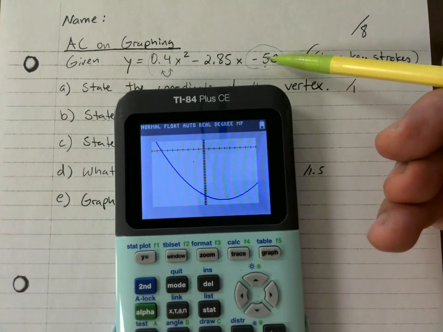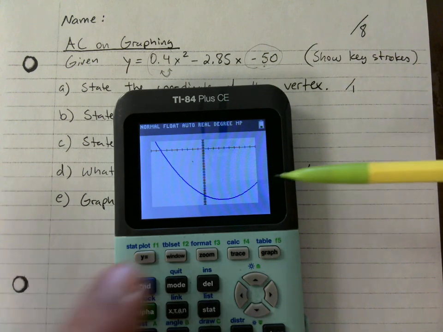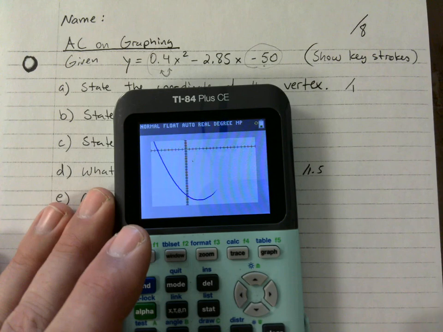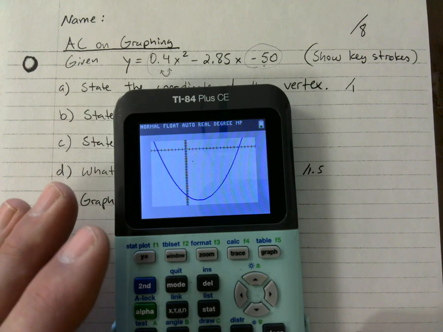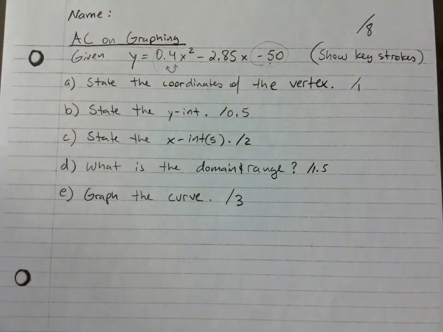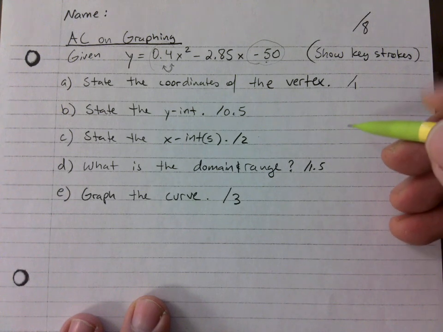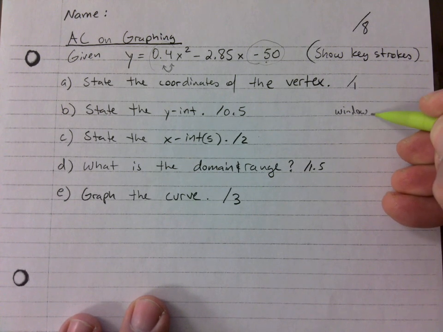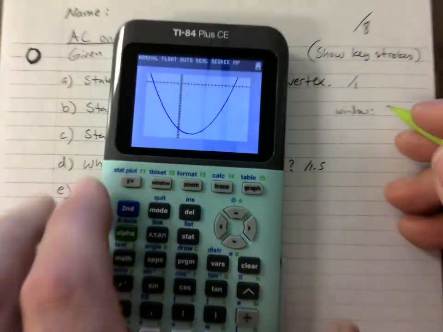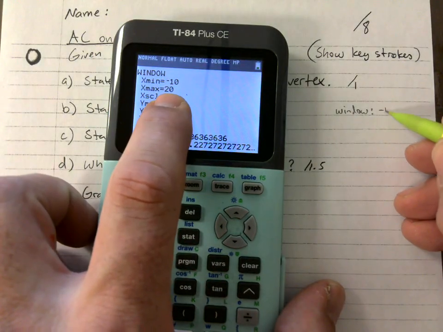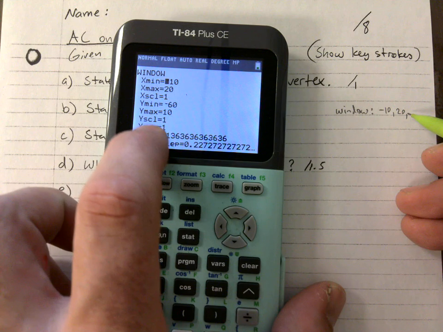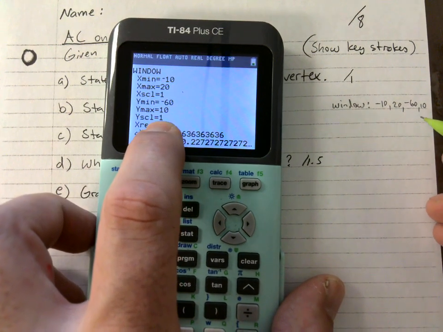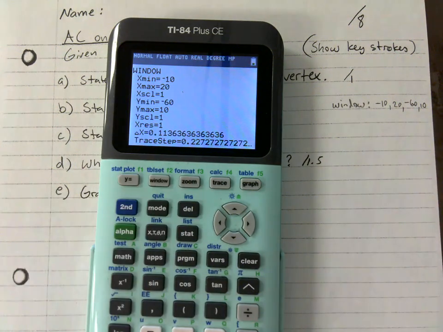That does a pretty good job. Now I need to change my x-max still. I'm going to go to 20. That is a pretty good window there. I'm not going to ask you to do that, but sometimes my key has this window, and I'll just write out what I had on my screen. So I'm going to go negative 10, 20, and then negative 60, 10. Okay? So that way you know what window I used.